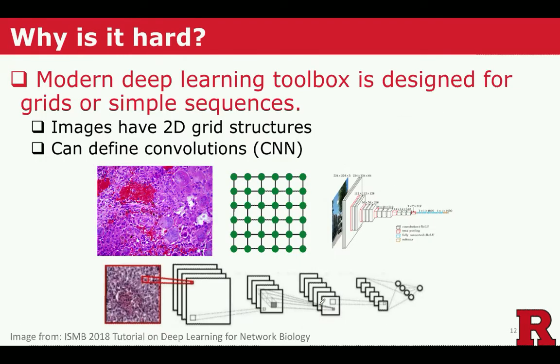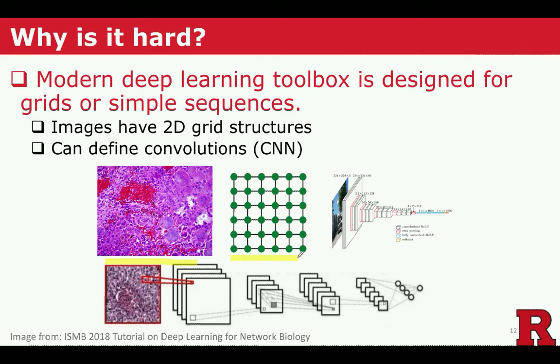So graphs are useful in many scenarios and tasks. But why did deep learning on graphs only become popular in the last few years? In other words, why is it challenging for deep learning methods to work on these graphs? Well, this is because the modern deep learning toolbox is designed for grids or simple sequences. As we mentioned before, images have a 2D grid structure. So this is an image.